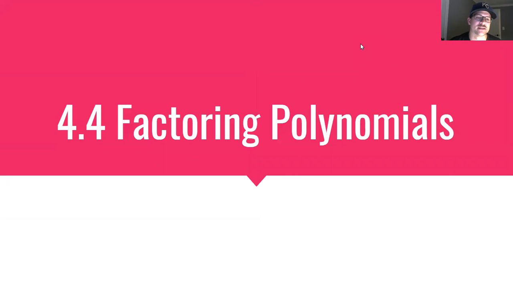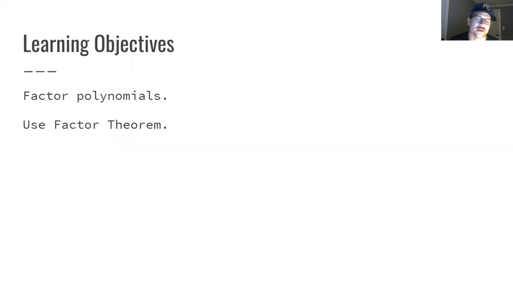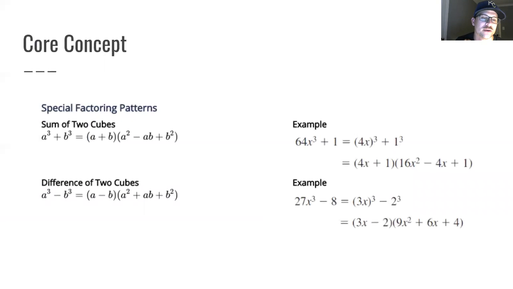All right, in this Big Ideas Algebra 2, Section 4.4, we're going to factor polynomials. That's going to be one of the main learning objectives, and then also to use the factor theorem. So a couple special cases that we've talked about previously, but extending them to higher degrees.